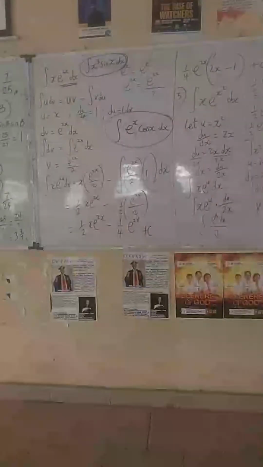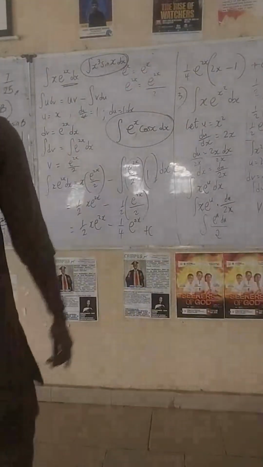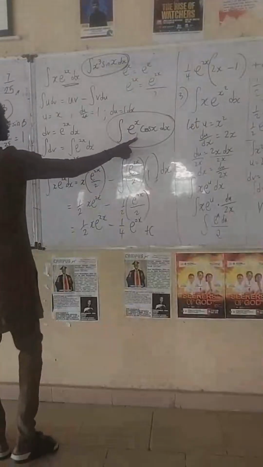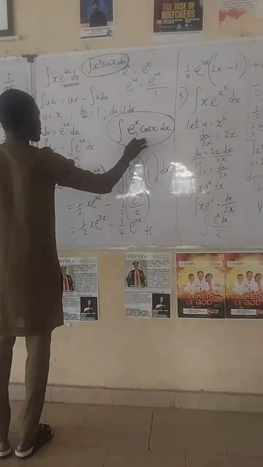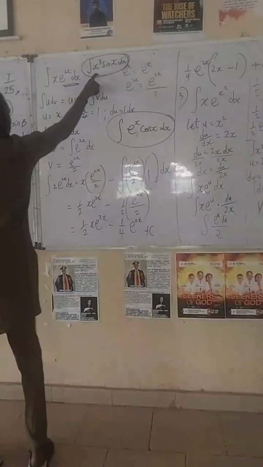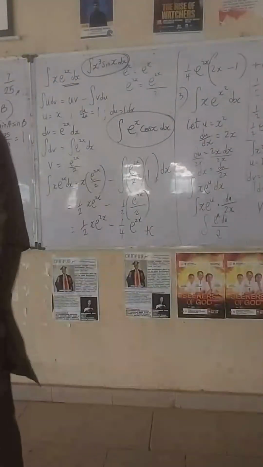That's the two questions, the second one, this one, and this one. This exponential x cos x dx, then x cubed sin x dx.